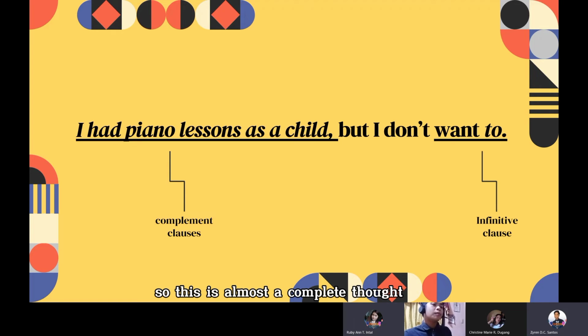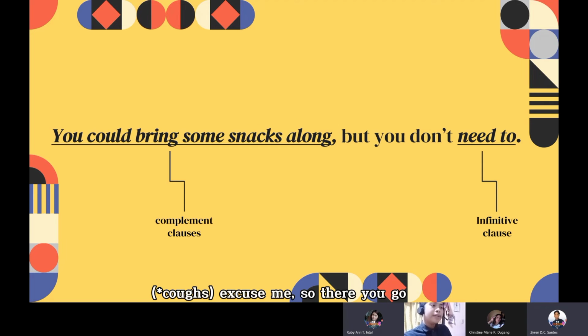For more examples, I had piano lessons as a child. So this is almost a complete thought, a complement clause. But I don't want to. Instead of saying I don't want to have piano lessons as a child, which sounds repetitive, we are just going to have our infinitive clause, which is want to, or we replace some phrases with the word to.